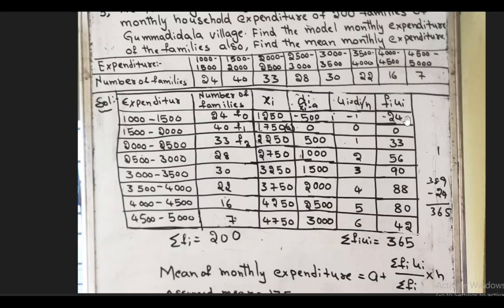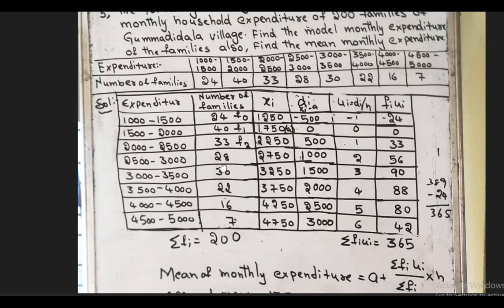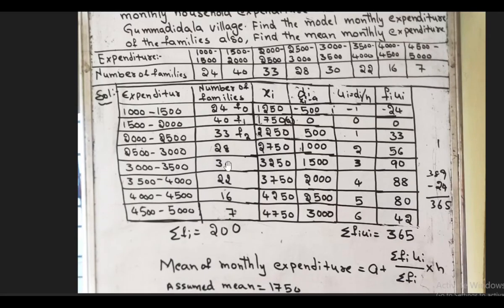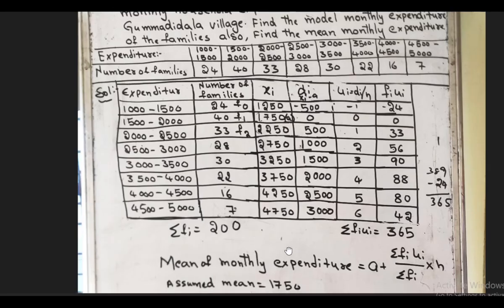After finding the products of Fi and Ui, we have to find their sum. By adding all these and doing the calculation, we get the sum as 365. The sum of the frequencies is also needed here. They already gave the total frequency of all the classes as 200, which means 200 samples. If we add all these, we get sigma Fi as 200 also.